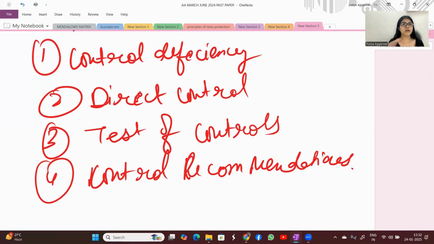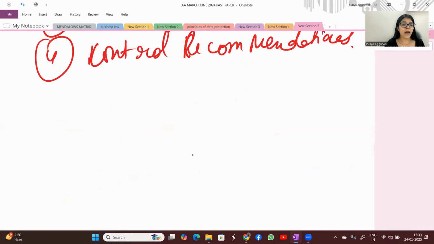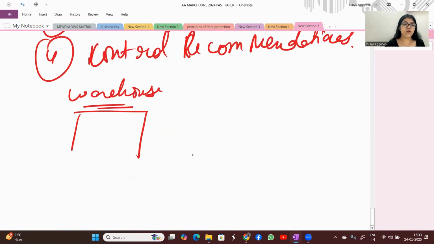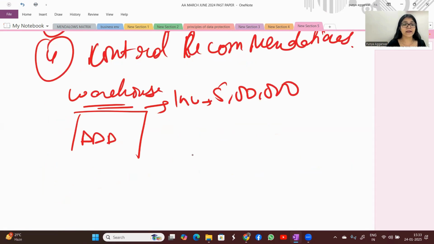And let's first take an example to understand these 4 terminologies so that you are better aware of the question also, right? So if I give you an example that you have a warehouse, okay? You have a warehouse where you have kept inventory for, say, 5 lakh rupees. Inventory in terms of the goods are kept over here.